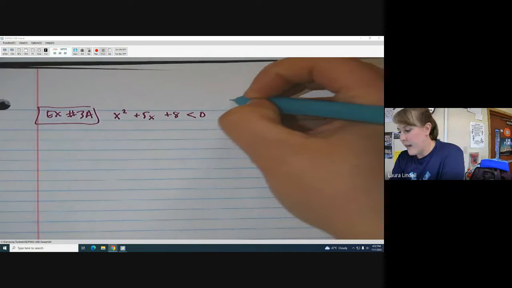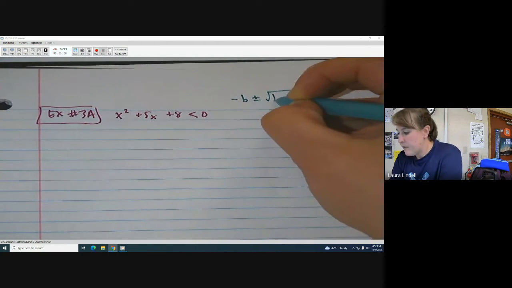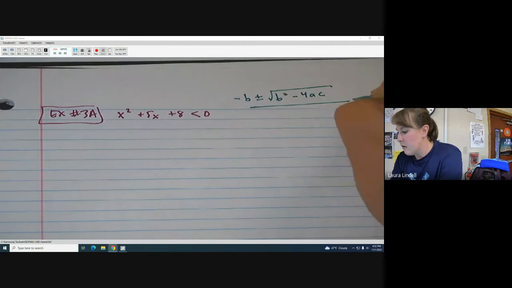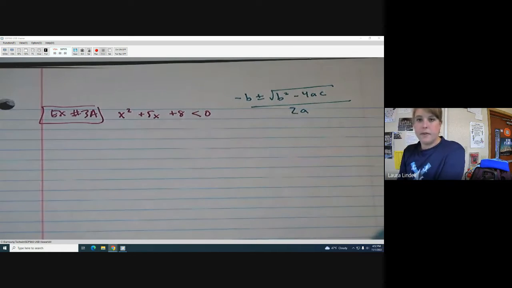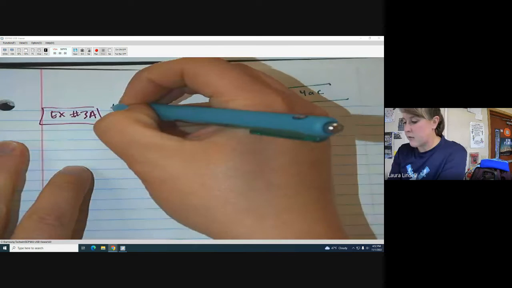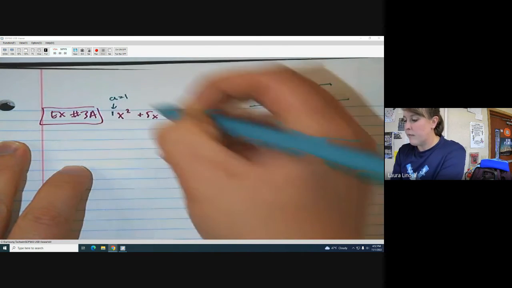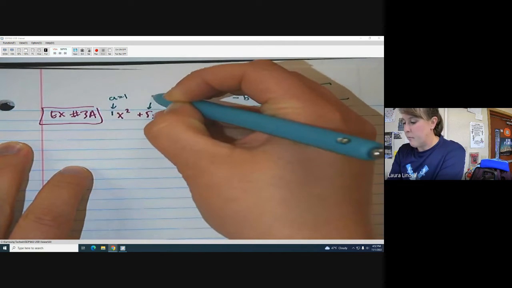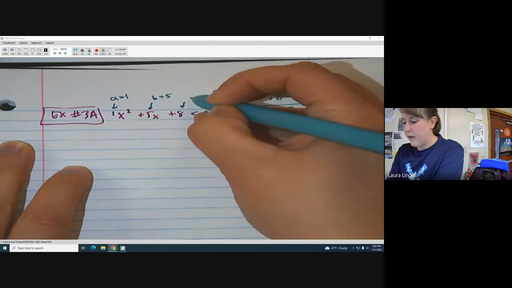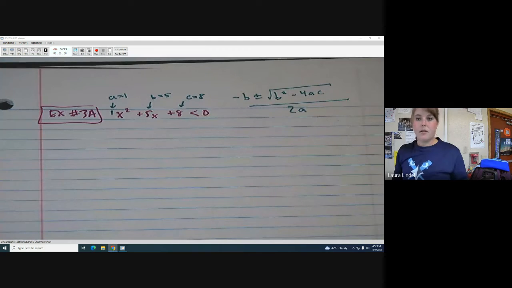Reminding us of that, it's -b plus or minus the square root of b squared minus 4ac all over 2a. And remember, a is the number in front of the x squared. So in this case, it's an implied 1, so a is 1. B is the number in front of x there. And then c is the final term, the constant. C is 8.